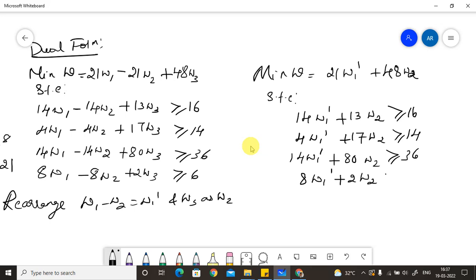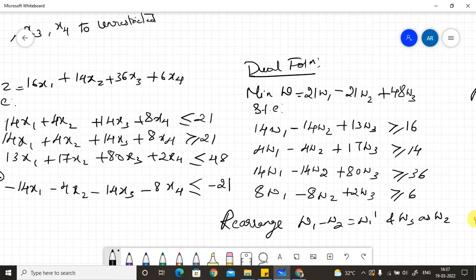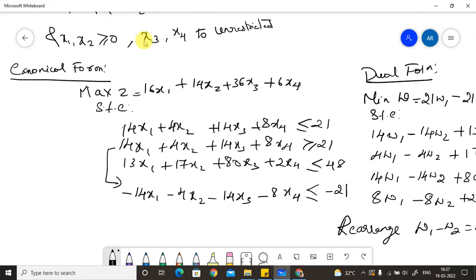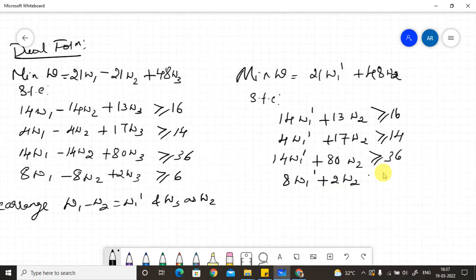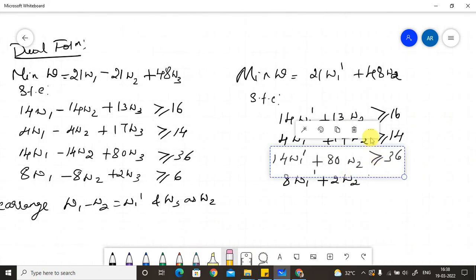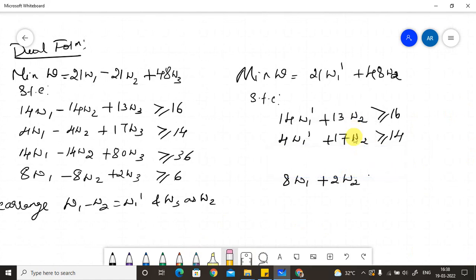Now guys, there is a small change here. As per the question, the third and fourth variables should be unrestricted. That means when you convert into dual, the third and fourth constraints should be equalities, there should not be any greater than or equal to, nor less than or equal to. So this greater than or equal to we need to change, guys.